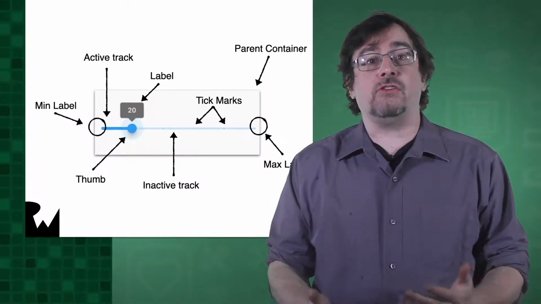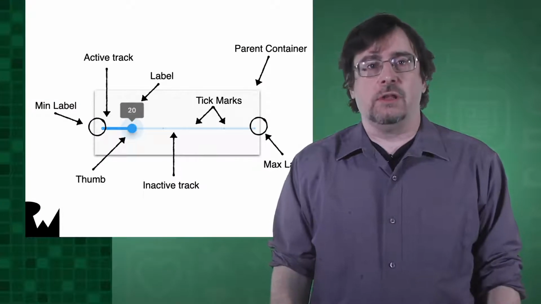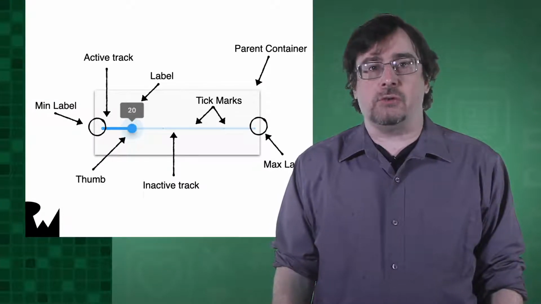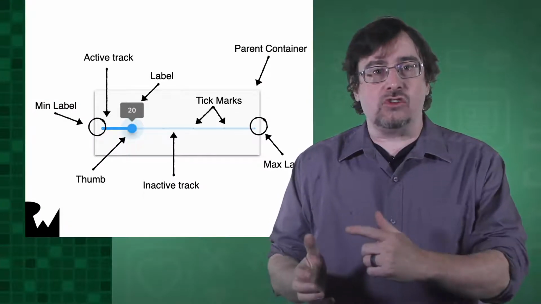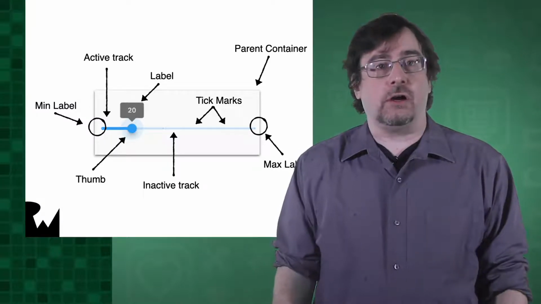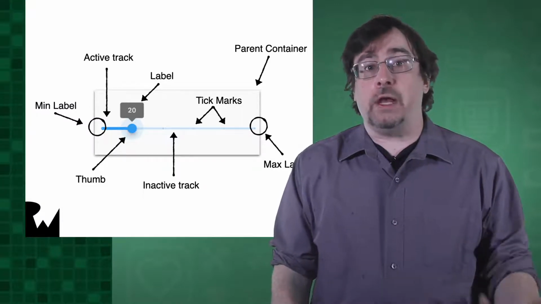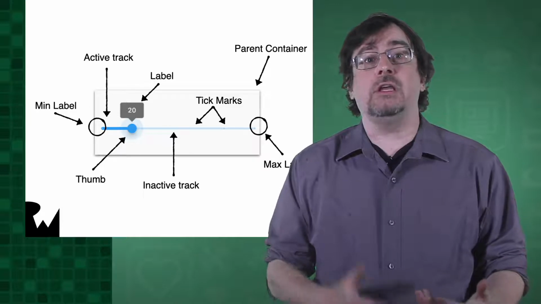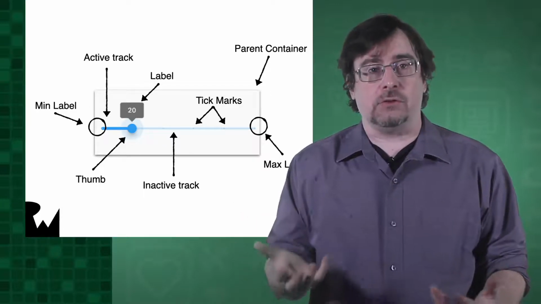Now we need to add a slider to our game. For this, we'll use the slider widget. The slider widget lets a user enter a number by sliding a control, which is called the thumb, along a straight line track where one end represents a minimum value and the other end represents a maximum value.